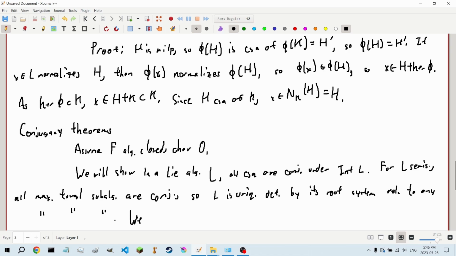We will also show, as a step along the way, that all maximal solvable subalgebras of our Lie algebra L are conjugate.